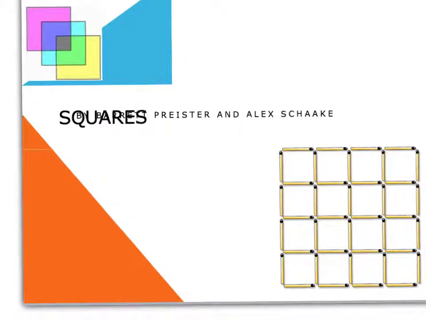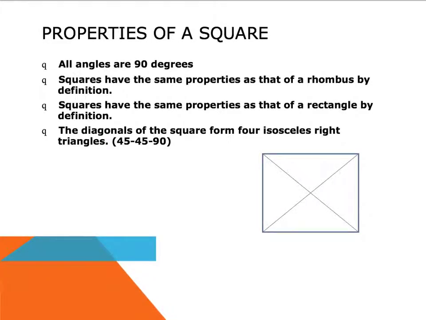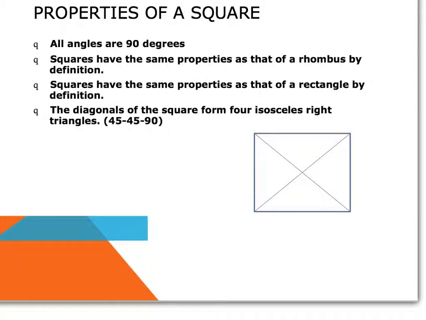And this is Squares. What is a square, you ask? A square is a parallelogram that is both a rhombus and a rectangle. See page 236. The properties of a square are: all angles are 90 degrees. Squares have the same properties as that of a rhombus by definition. Squares have the same properties as that of a rectangle by definition, and also the diagonals of the square form four isosceles right triangles: 45, 45, and 90.